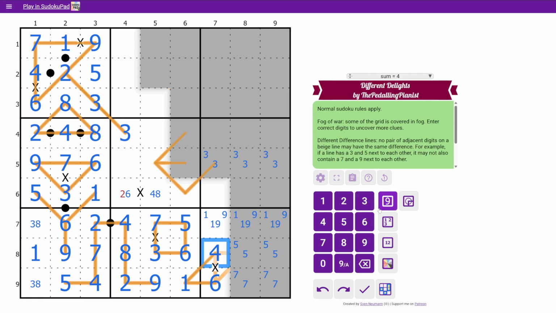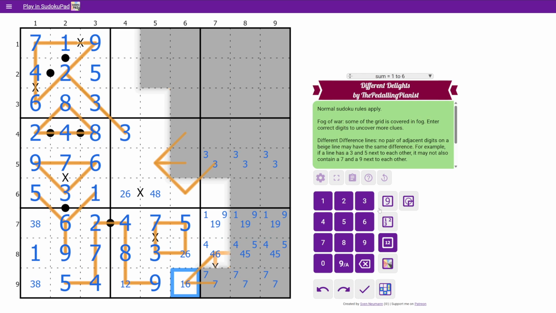Oh, are those wrong? Let me back this up. I think I made an error. The 1 was correct. This is a 2. This is a 6. Can't be 9.